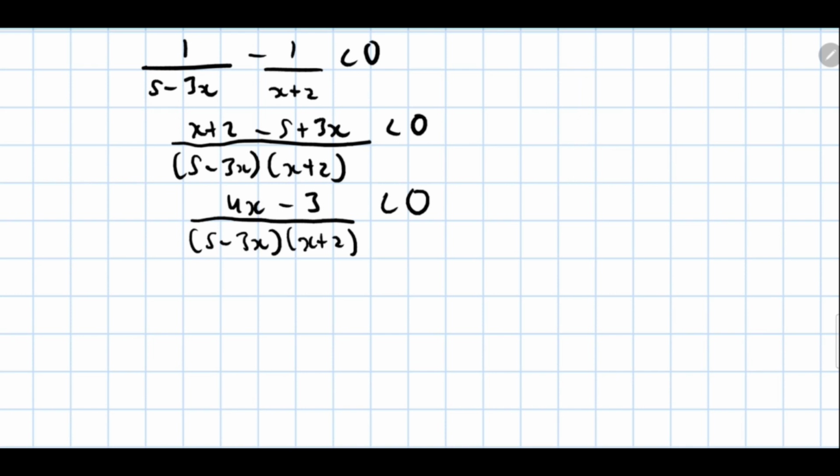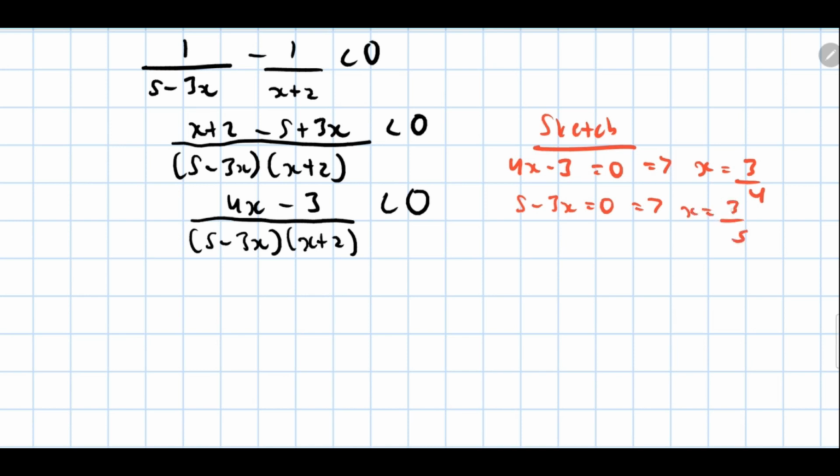Okay, so let me do it again. Sketch. We have 4x minus 3 is equal to 0, which implies that x is equal to 3 over 4. And then we have 5 minus 3x is equal to 0, which also implies x is equal to 5 over 3. Then lastly will be x plus 2. x plus 2 is equal to 0, which implies that x is equal to negative 2. So now we have 3 endpoints, and we will be arranging them accordingly from the smallest to biggest.